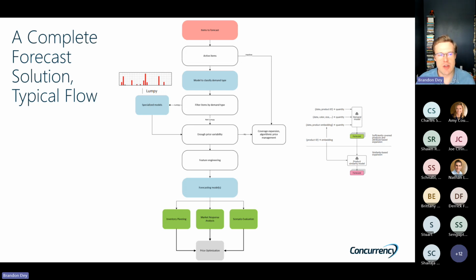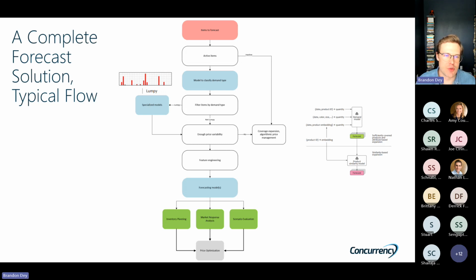And so once you start with that red box of items to forecast, you apply a filter to identify the active items, right? What are the things that are actually being sold? You're going to have a whole slew of inactive things that you don't want to account for and train the model on, because the model is expected to forecast only active items. So let's get rid of all the inactive things. If it is inactive, let's just put it off to the side for now.